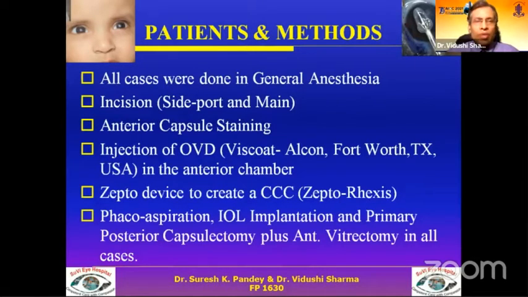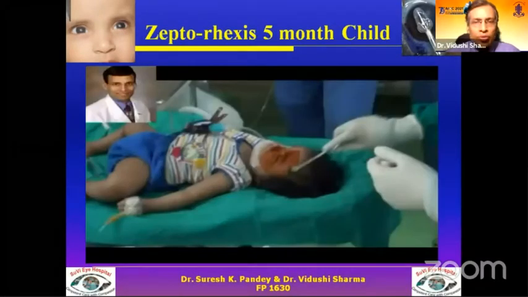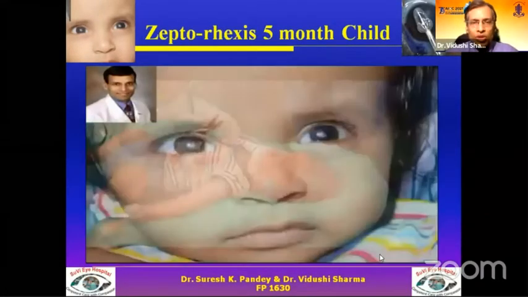The anterior capsule staining was done, followed by injection of OVD into the anterior chamber. We used the Zepto device to create a capsular access. After capsular access, we did the phaco aspiration, IOL implantation, and primary posterior capsulotomy with anterior vitrectomy in all cases. So this is a brief video of a 5-month-old child.